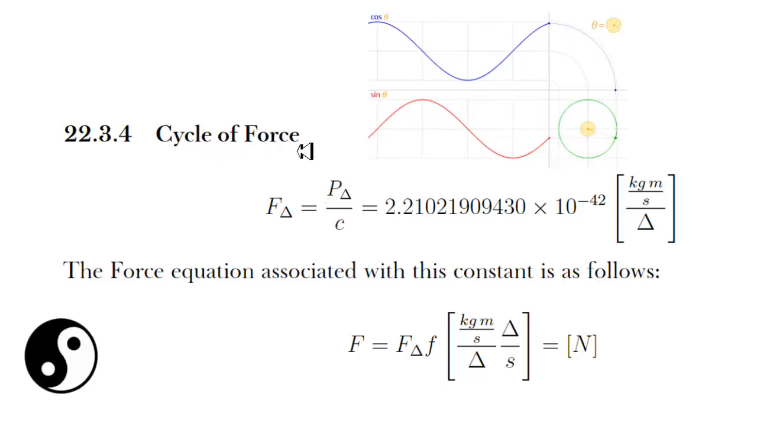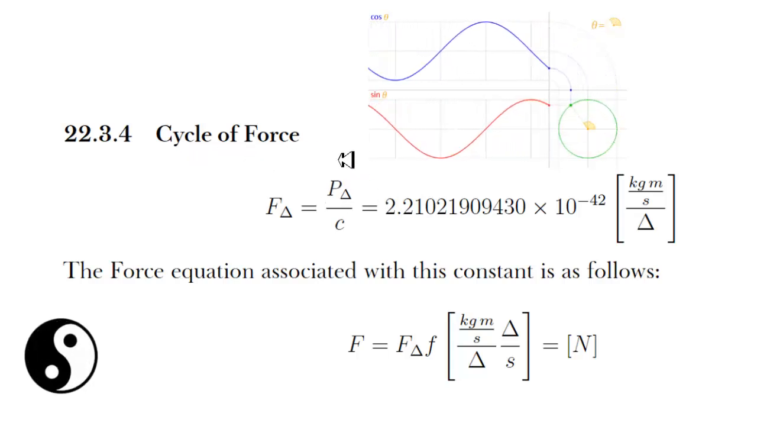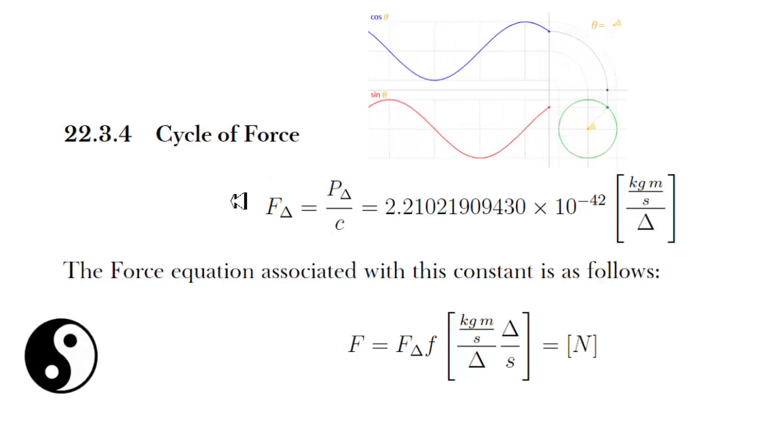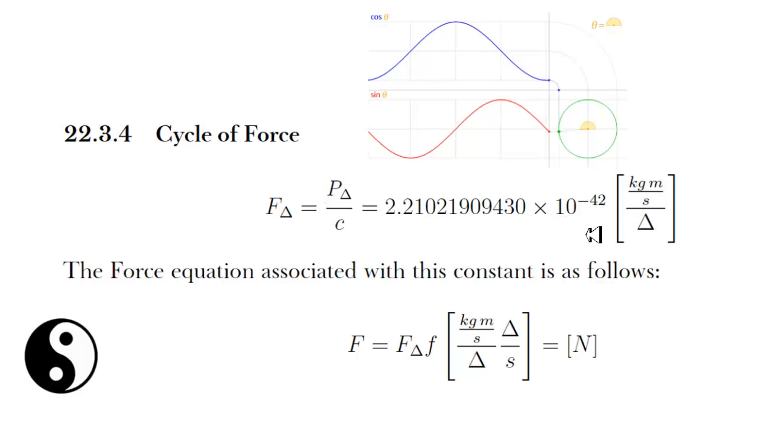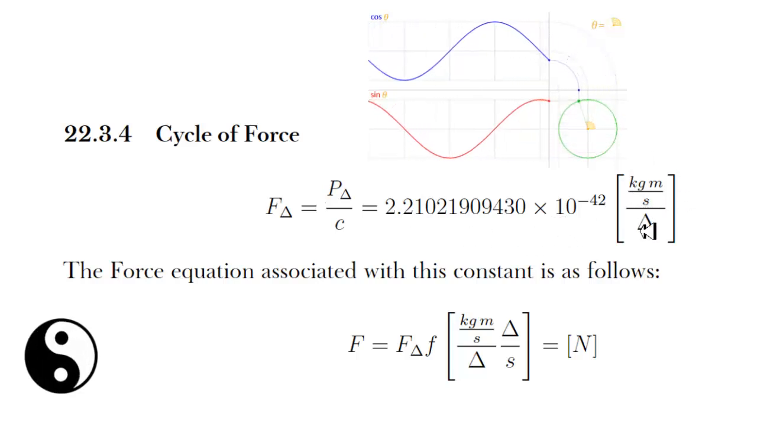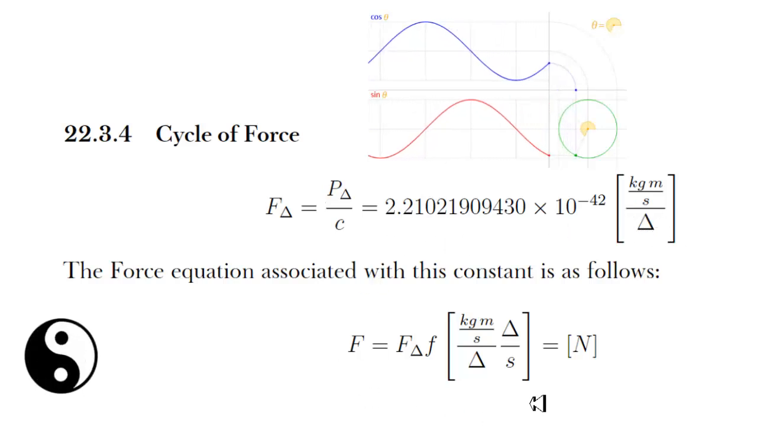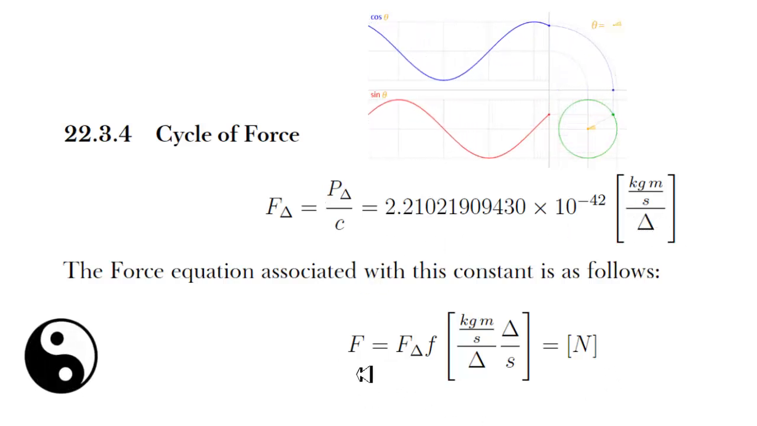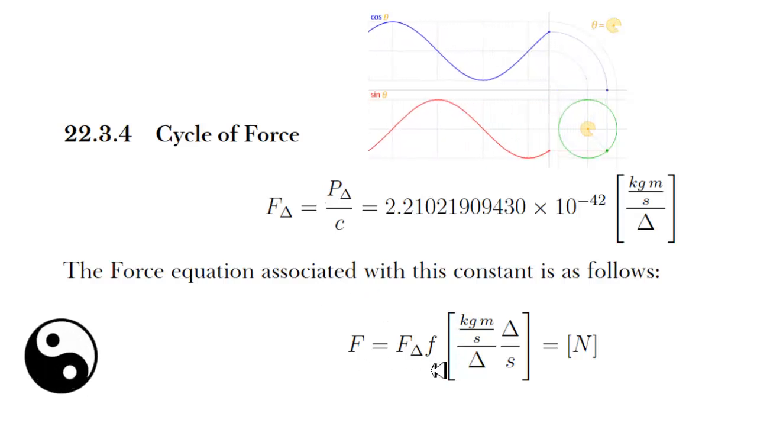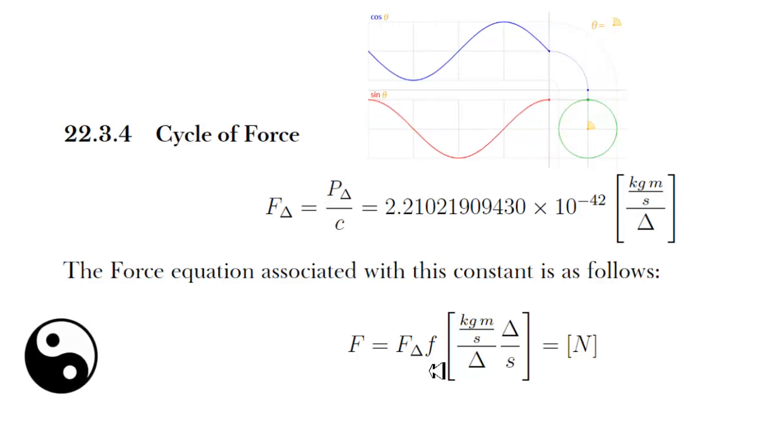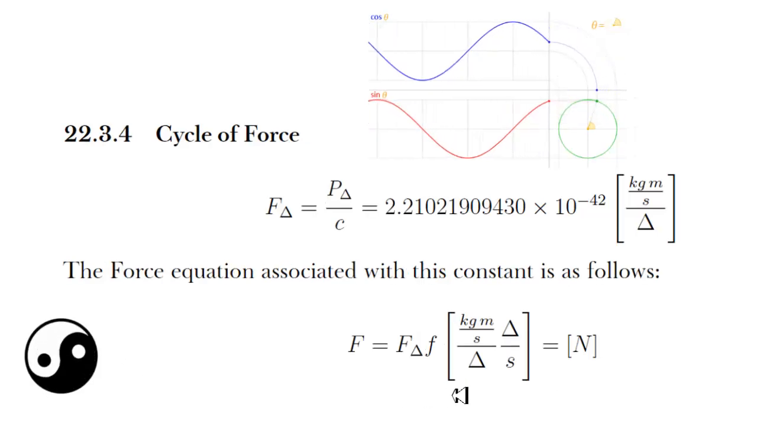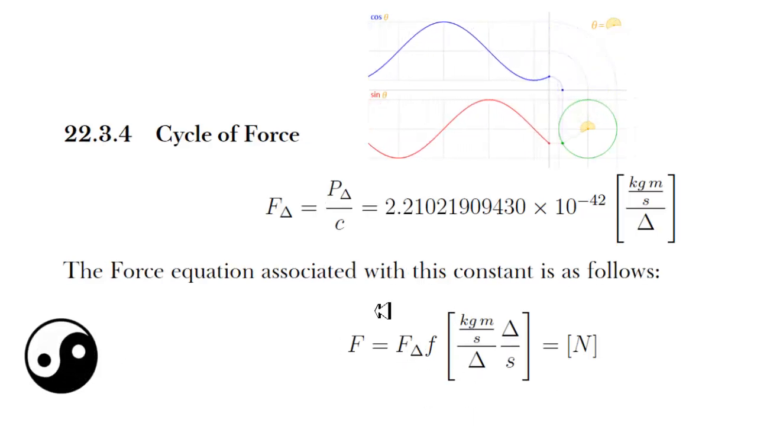The cycle of force is the cycle of power divided by the speed of light. That gives us a force constant. This is the numerical value of the force constant, and it has units of momentum per cycle. Then we write the force equation much like the power equation, where we say force is equal to the force constant times the frequency term. This is the same frequency term from the power equation, only we are applying it to the force constant.